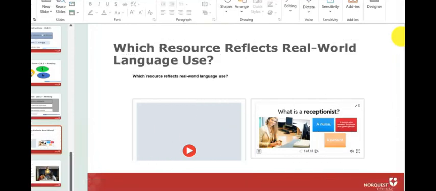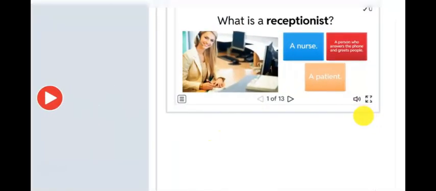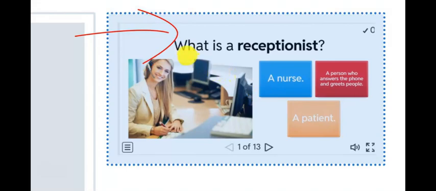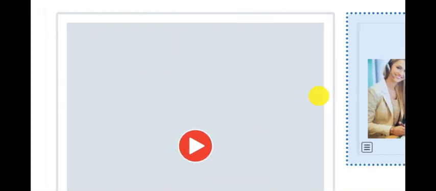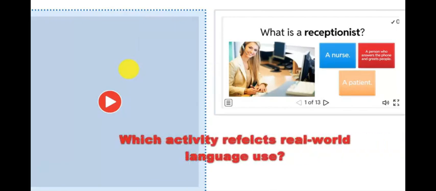Now that we've explored how task-based teaching aligns with the Canadian language benchmarks and seen examples of authentic tasks, let's look at 2 resources. The one on the right is a multiple-choice vocabulary activity. We have one example here. What's a receptionist? Is it a nurse, a patient, or a person who answers the phone and greets people? Now let's see the other example. You can see there is a video here, right? I'm going to play this video for a few moments and we will get back to address the question.